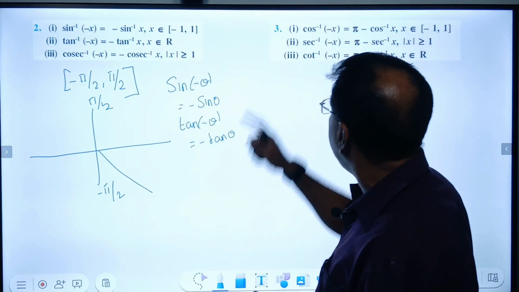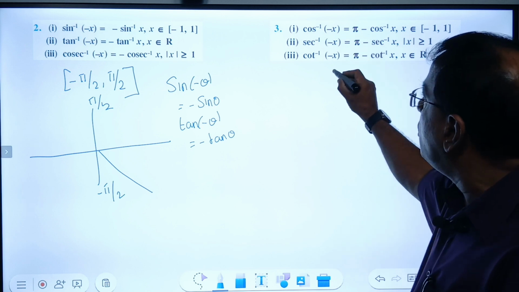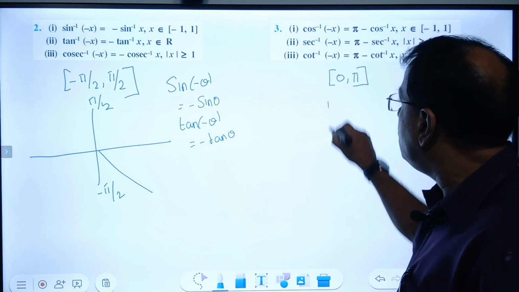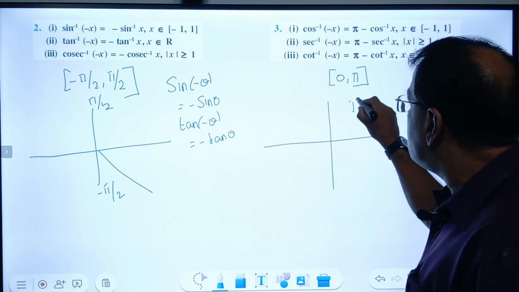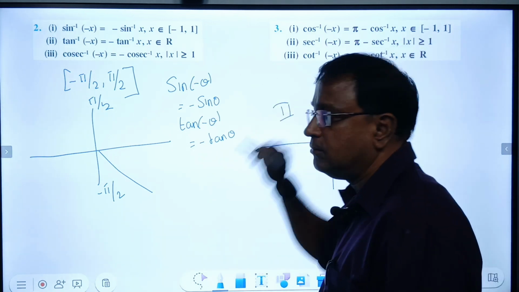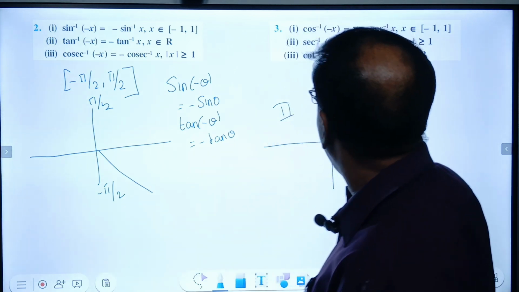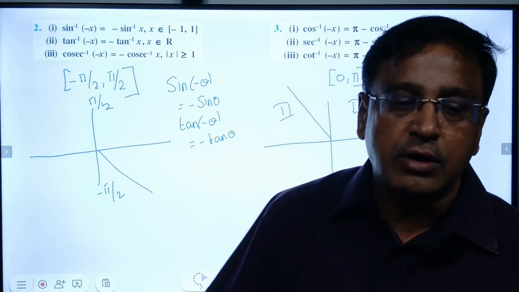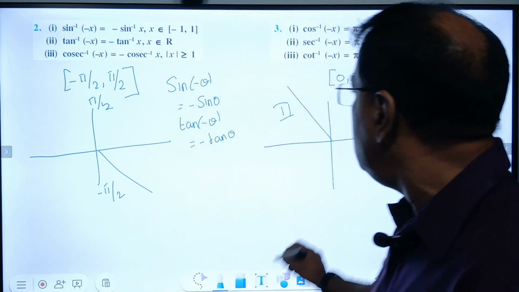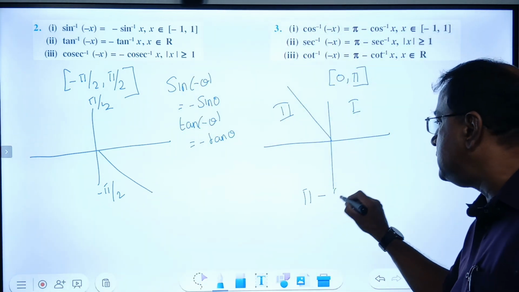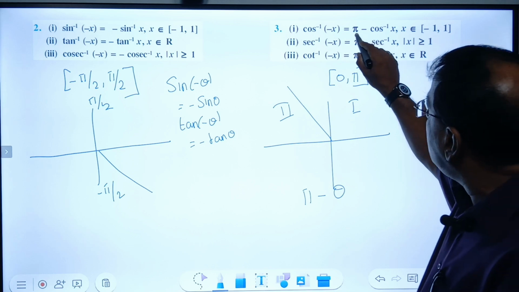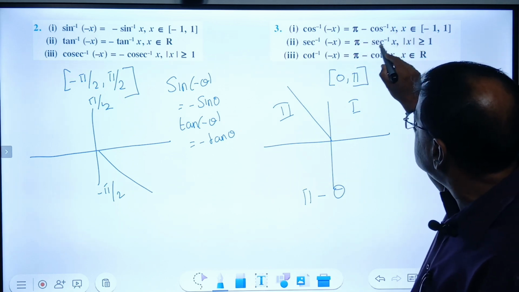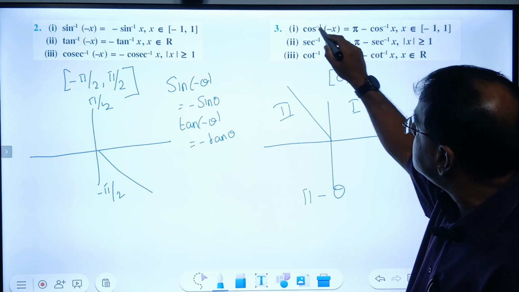But here it will be different because here the principal range is 0 to pi. 0 to pi means it is first quadrant and second quadrant. Okay, so when I say minus x, it's like going to the second quadrant. How do I go to the second quadrant? It's 180 minus theta. That is why you have 180 minus cos inverse x, 180 minus secant inverse x, 180 minus cot inverse x.